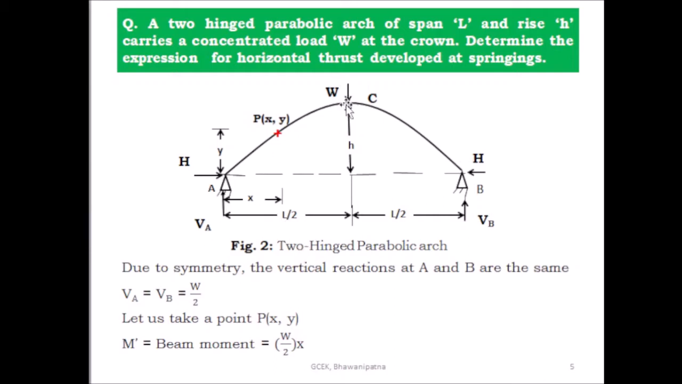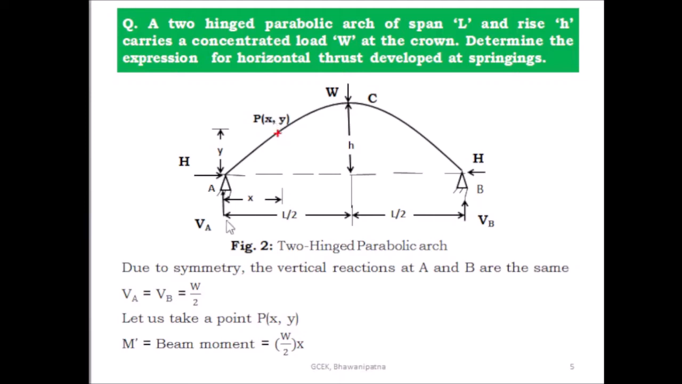Here the load is present at the crown. Due to the symmetry, the vertical reaction at A and the vertical reaction at B are the same, that is VA = VB = W/2. Let us take a point P(x, y) on the two-hinged parabolic arch, and find the bending moment at the point P.